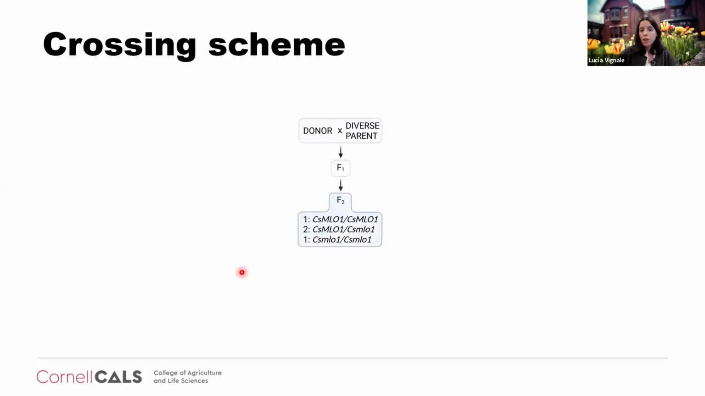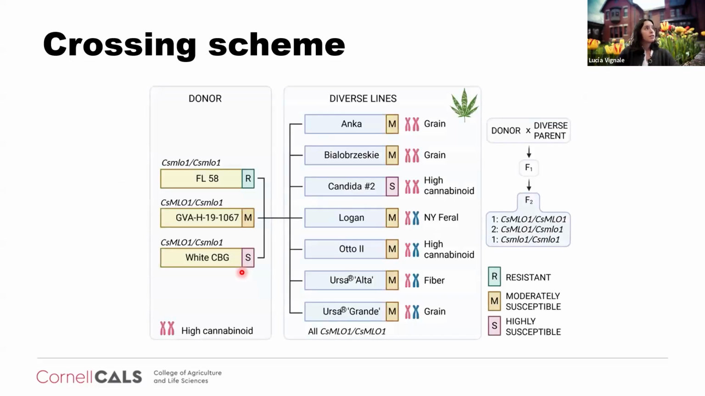We had 3 donor parents for this allele, and we had other diverse parents that represent genetic diversity in the germplasm that was available to us when I started. We crossed those parents, we generated F1s, we crossed 2 F1s, and we generated F2s that would be segregating 1 to 2 to 1 for this allele. This is a complete crossing scheme.